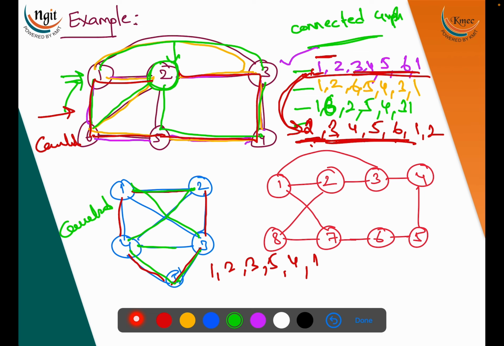Now let's see this one. Do you have any Hamiltonian cycle? Can you generate any Hamiltonian cycle from this graph? Let's see. 1 to 2, 2 to 3, 3 to 4, 4 to 5, 5 to 6, 6 to 7, 7 to 8. If I wanted to go back to 1, I cannot go back from 8 to 1. I have to visit a vertex again, so this path is not correct. Now let's see, is there any other path possible from this graph? Let's see that also.